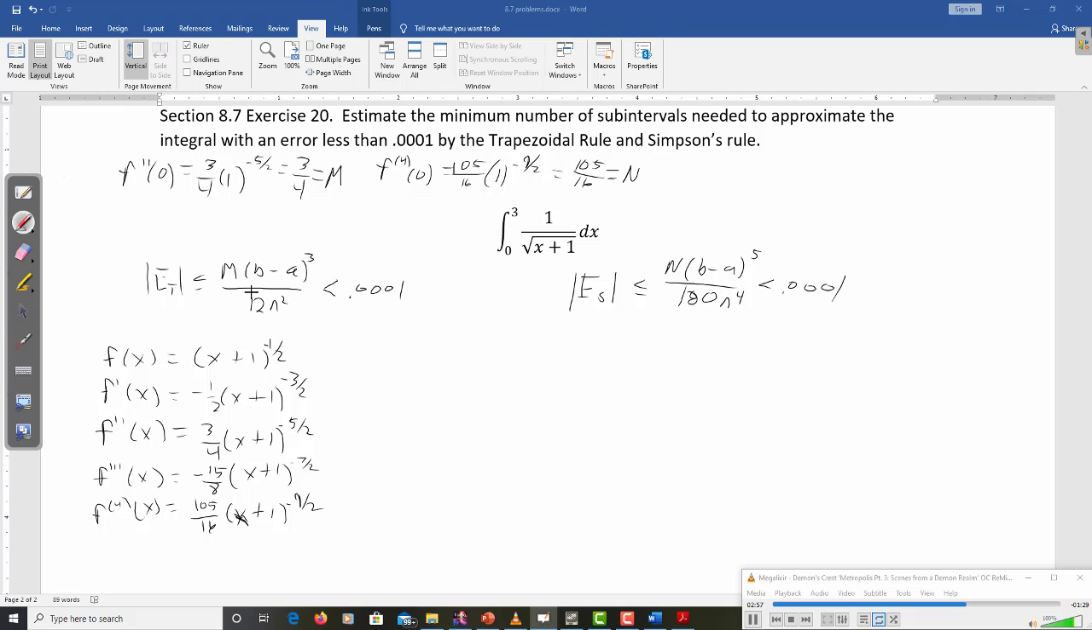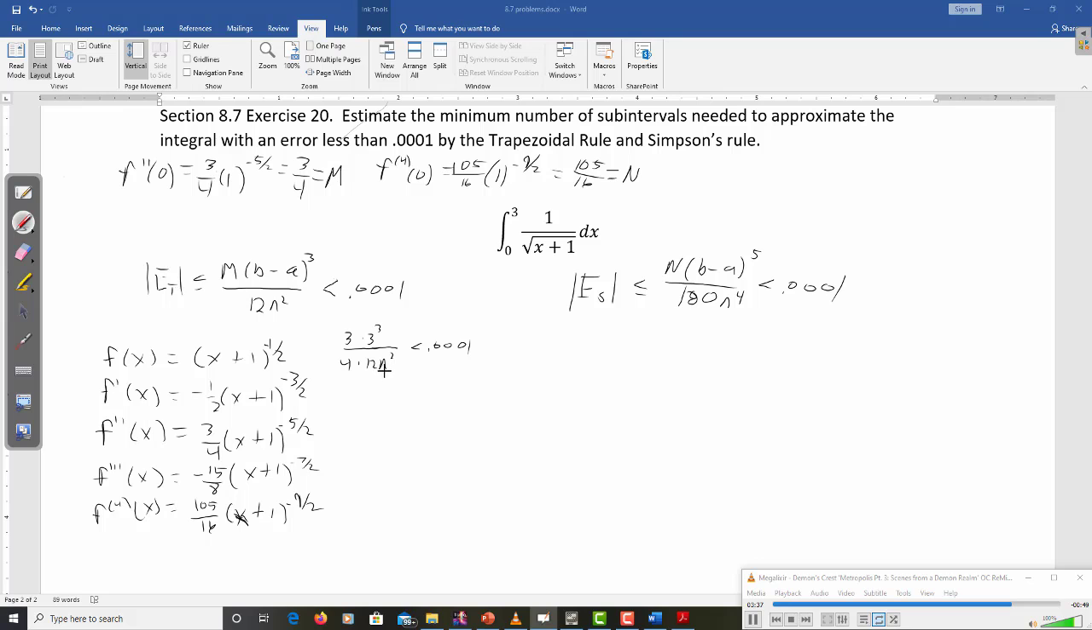Don't think this should take too long to solve now, so I can plug this in, 3/4 there. So that'll be 3 times (b minus a), or I know what b minus a is. B minus a is what? 3 minus 0, that's 3. So 3 times 3 cubed over 12. Let's see, I got my 4 as well. 4 times 12 n squared is less than 0.0001.